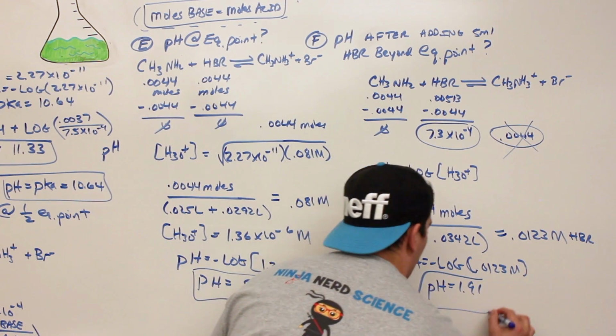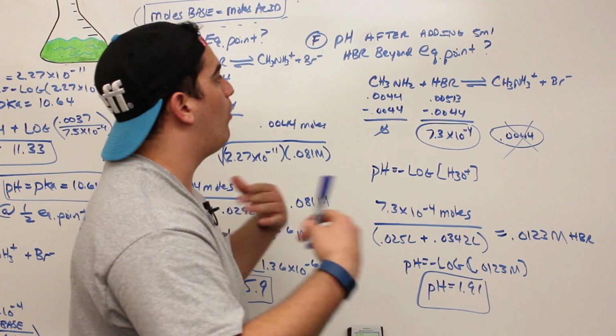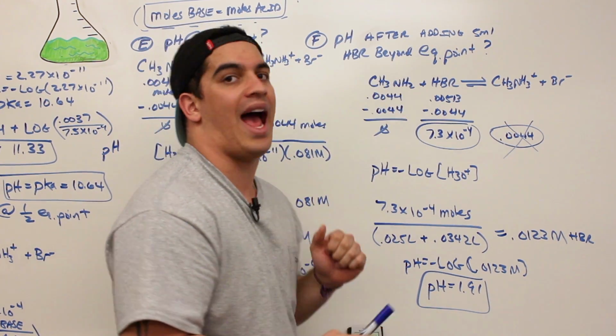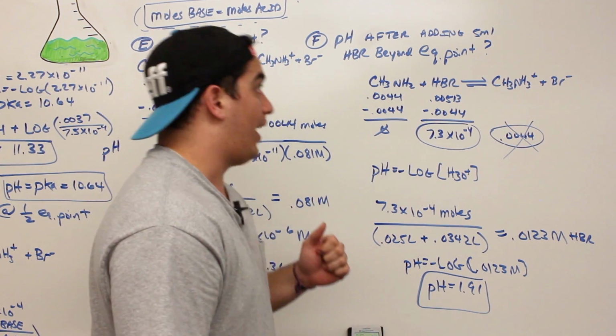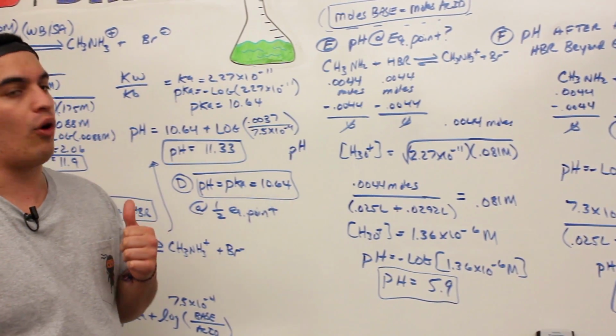All right, so this should make sense because we kept adding more acid beyond the equivalence point, so we're starting to just work it completely into just acid at this point in time. All right, now that we've done all the calculations, let's take a look at the titration curve over here in the corner.